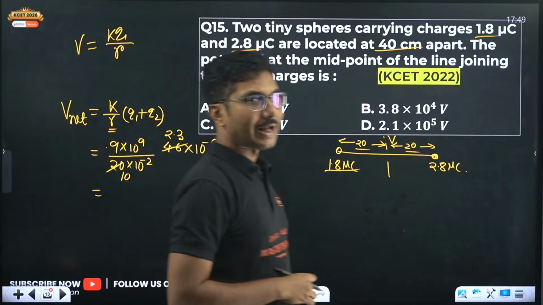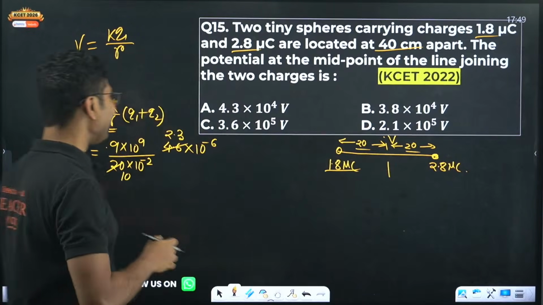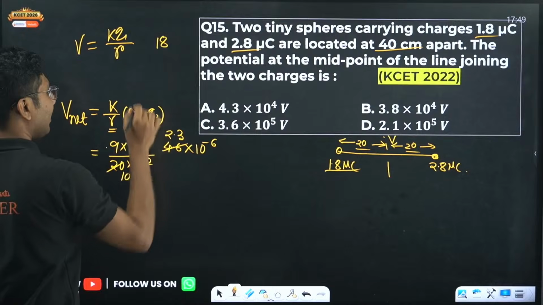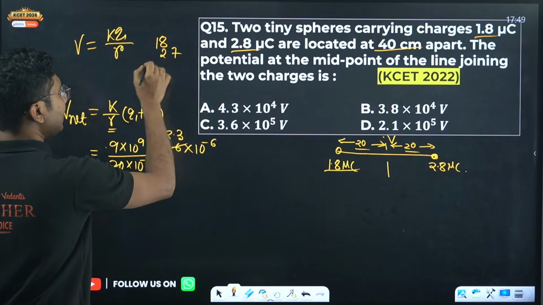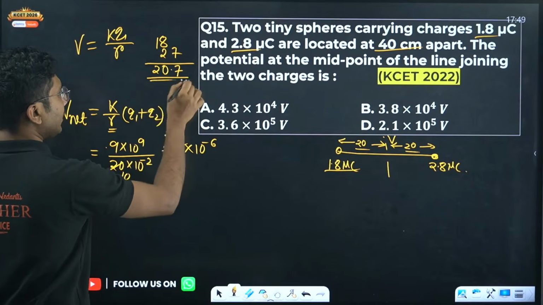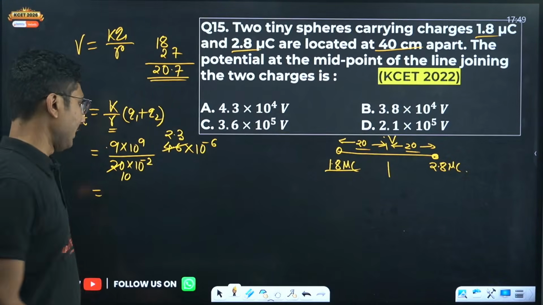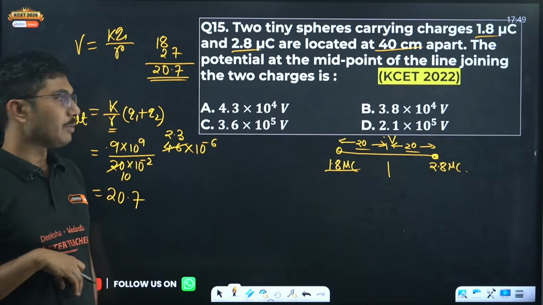So 2 into 9 is 18, and 3 into 9 is 27. There is a decimal, so it will be 20.7. Now let us calculate the 10 to the power value.